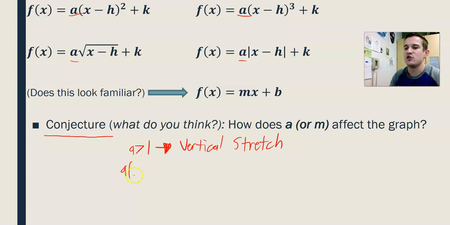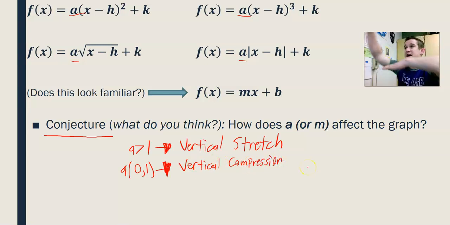If I have an a value between 0 and 1, like a fraction, for example 1/2, 1/4, 0.5, some fraction like that, that's going to cause a vertical compression. Almost like I am pushing down on the top and the bottom, flattening it out. If I were to flatten out some silly putty or Play-Doh, almost make a pancake type shape. It's flattening it out, compressing. We're going to call that a vertical compression.